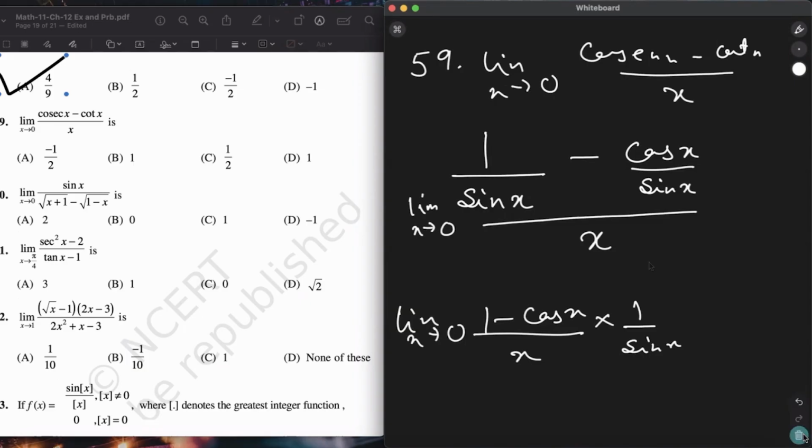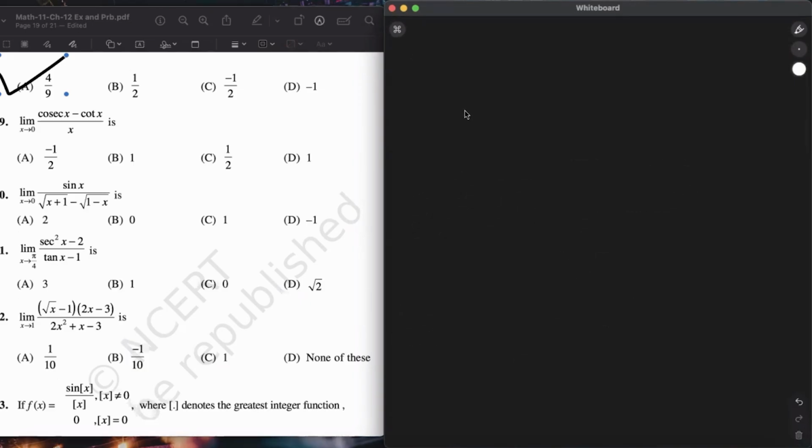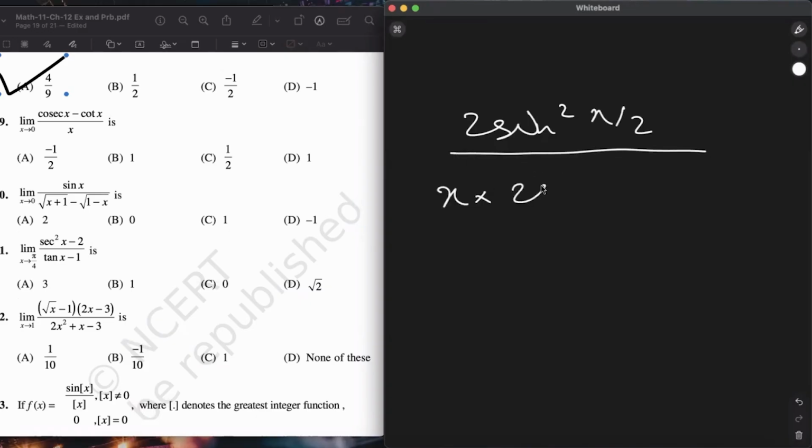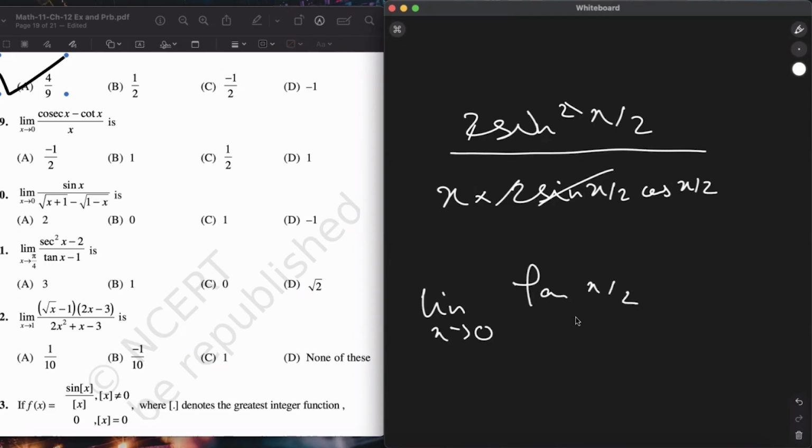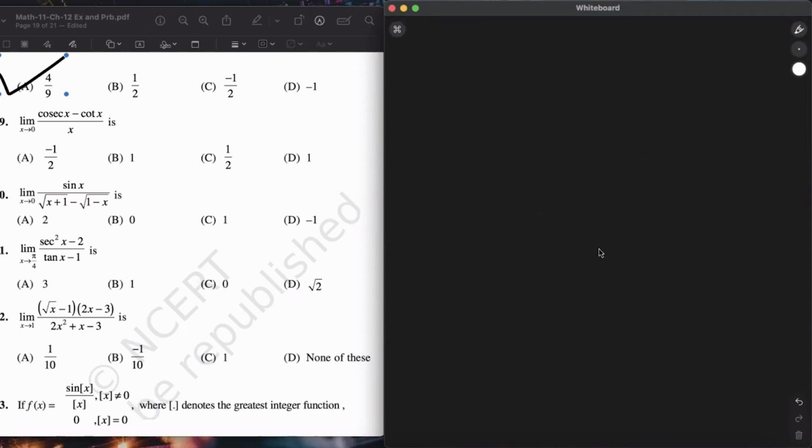So let's see what we can do from here. 1 minus cos x can be written as again 2 sine square x by 2. So 2 sine square x by 2 whole divided by x times 2 times sine x by 2 and cos x by 2. So limit of x going to 0, there's a tan x by 2 over here and there's an x over here. Multiply and divide by a 2. I'll be putting a 2 here, so I'll have to put a 2 over here. This part is getting equated to 1. So 1 by 2.